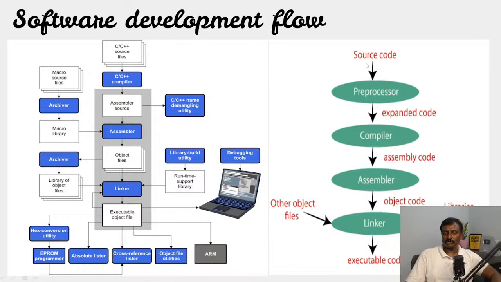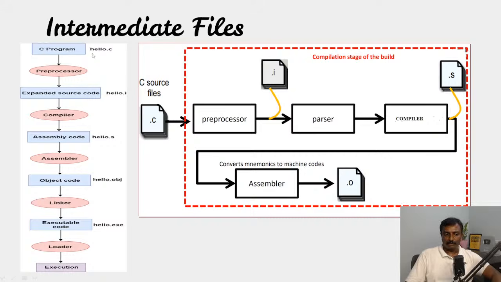So you give the source code. The preprocessor gives the expanded code. The compiler provides the assembly code. The assembler provides the object code. So I give hello.c to the preprocessor, it generates hello.i. The compiler generates hello.s, and then it generates hello.obj. Finally it generates hello.exe, which will be downloaded to the target.